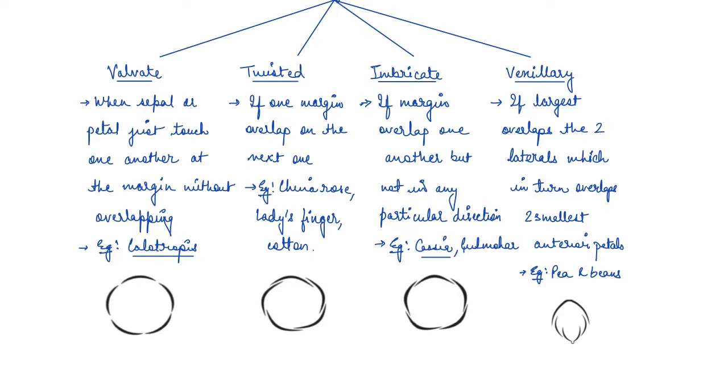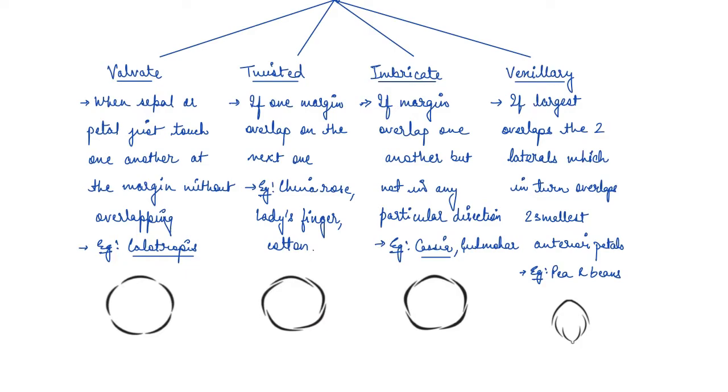So here if you see, there's a direction that every time this end is inside, right? So there's a direction. Here if you see, there's no direction. Sometimes this side is out, and sometimes the same side of a different sepal or petal is inside. So if there is no direction, the overlap is not in any particular direction, it is imbricate. And the examples are cassia and gulmohar.